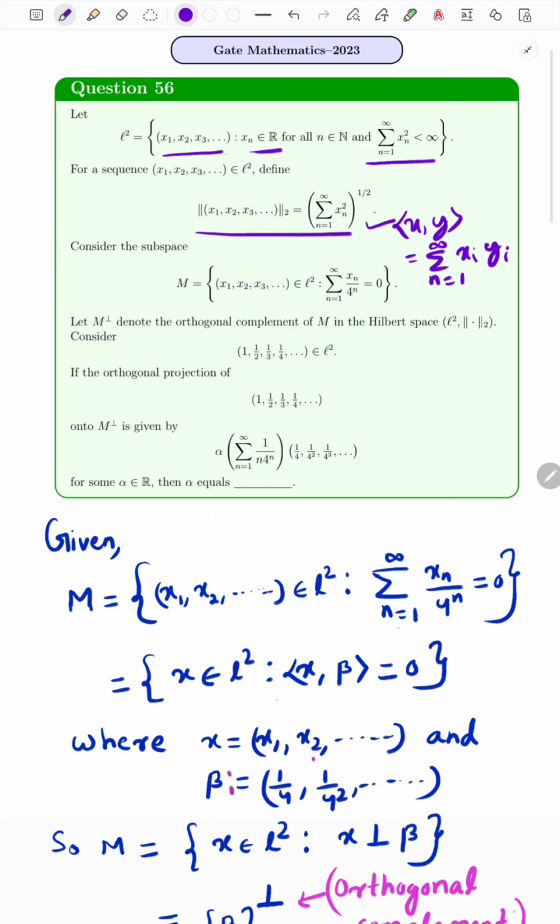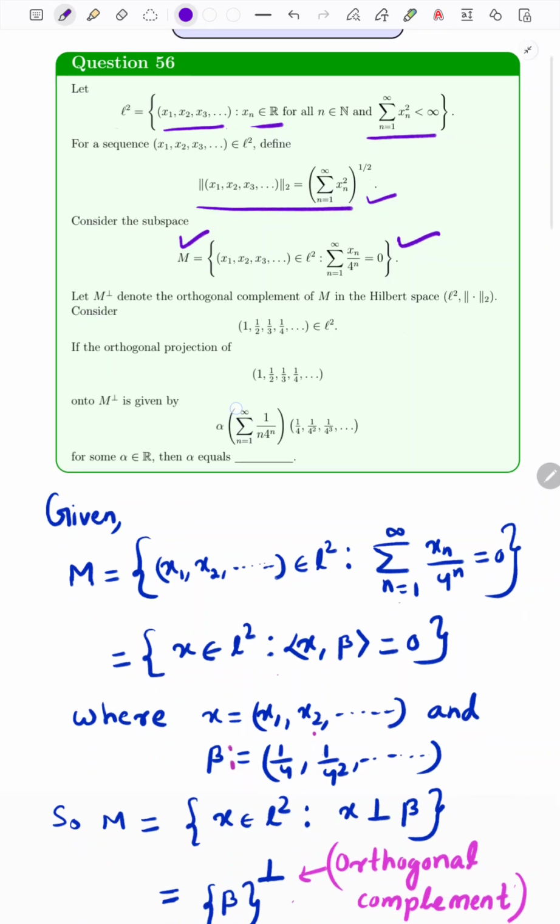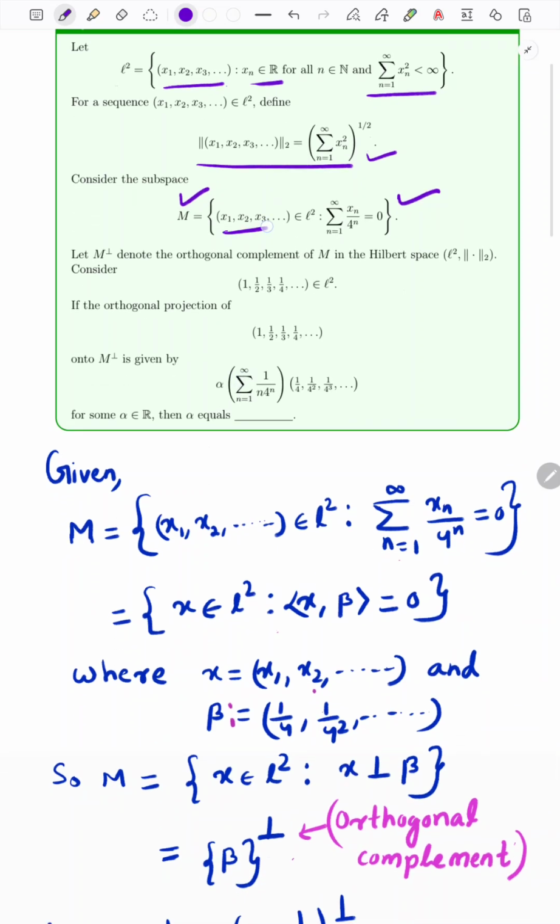And one more thing is given, that this subspace M is defined in this way: it contains all the elements from the Hilbert space L2 such that the summation n from 1 to infinity xn upon 4n is equal to 0.